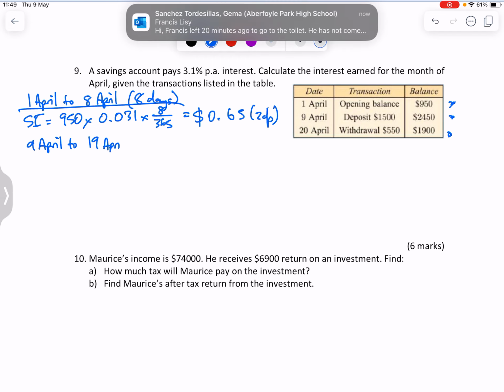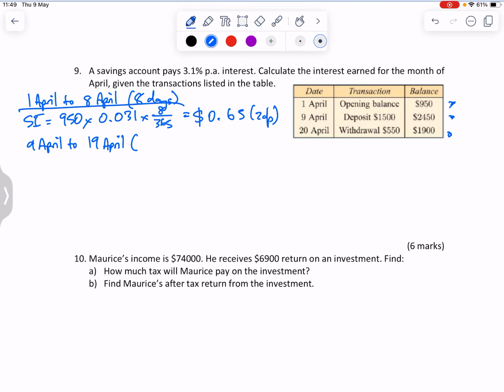9 to the 19th, 9. So including the first day, 9, 10, 11, 12, 13, 14, 15, 16, 17, 18, 19. That counts 11 days.